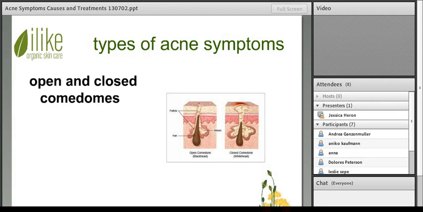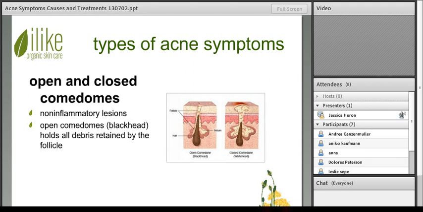A lot of times there's not as much inflammation associated with the open and closed comedones at this stage. Non-inflammatory lesions is what I'm referring to. And that means that there's still a blemish there, but there isn't the redness and the soreness that is associated with the inflammation. Then open comedones or blackheads, they pretty much hold all the debris retained by the follicle. And they rarely develop into the inflammatory lesions.